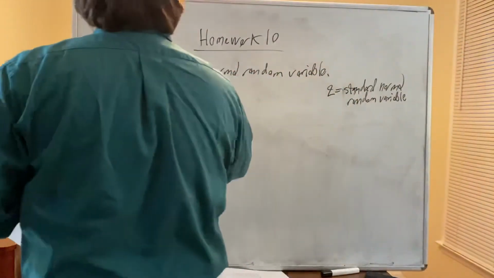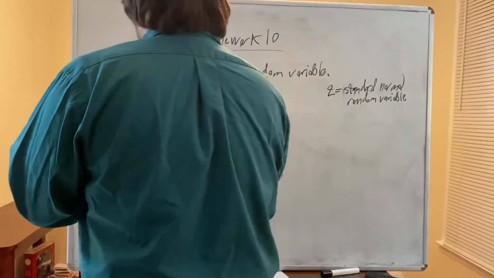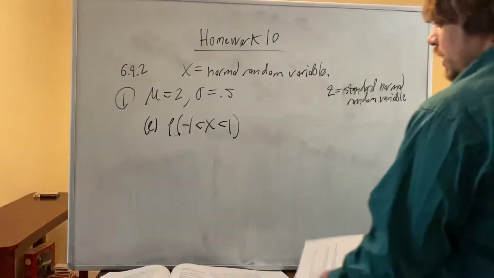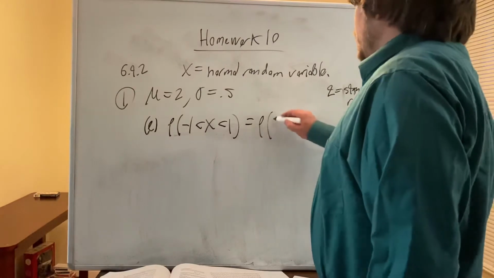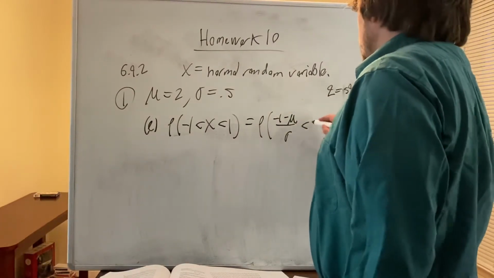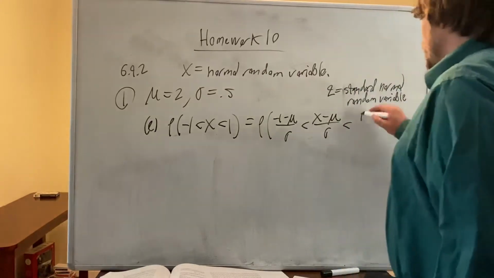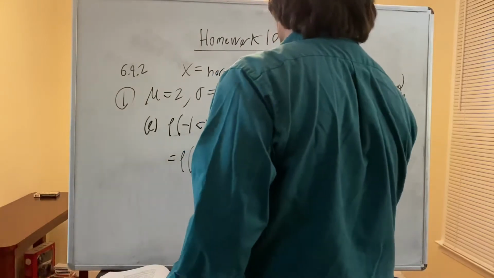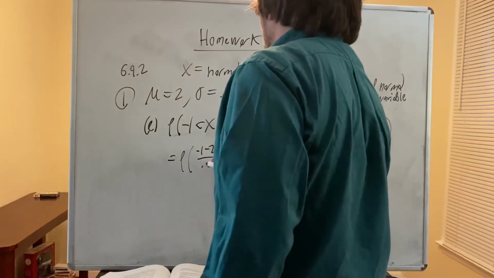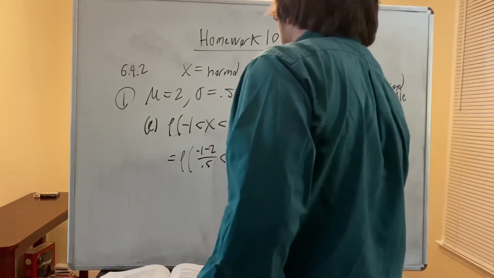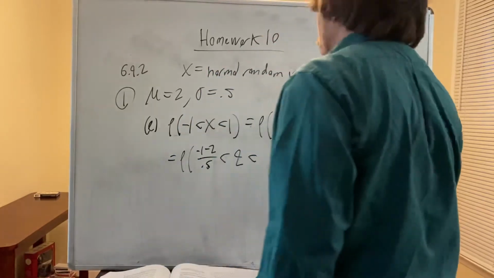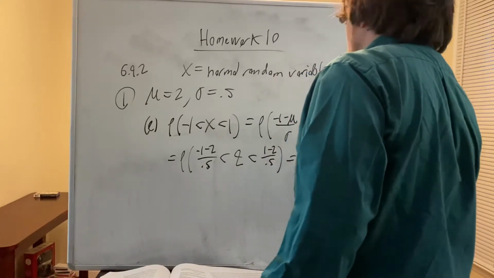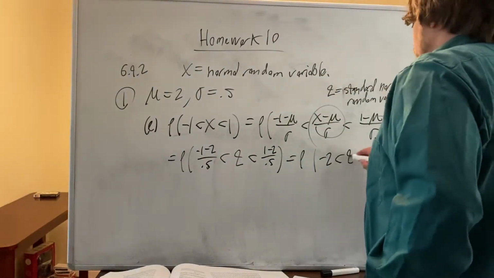Okay, so part E. The probability that x takes on a value between negative 1 and 1. That's equal to the probability that (negative 1 minus mu) over sigma is less than (x minus mu) over sigma, which is less than (1 minus mu) over sigma. That's equal to the probability that (negative 1 minus 2) over 0.5 is less than (x minus mu) over sigma, which is Z, which is strictly less than (1 minus 2) over 0.5. That's equal to the probability of negative 6 is less than Z, less than negative 2.